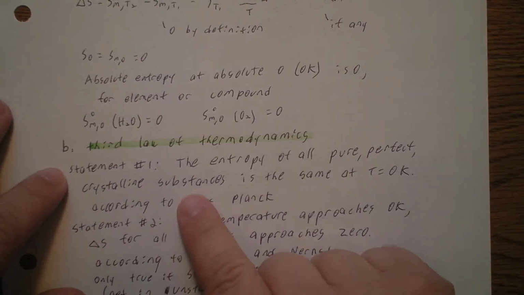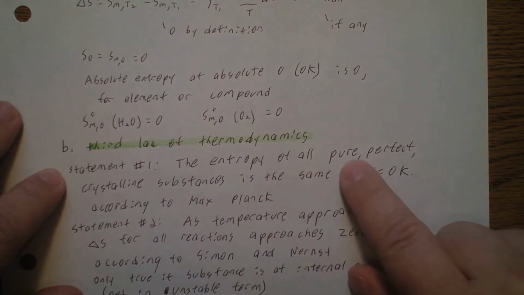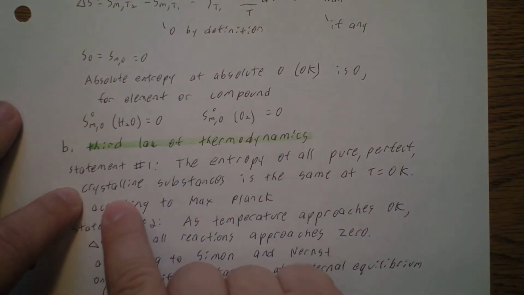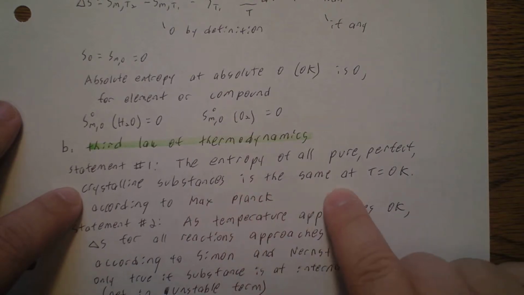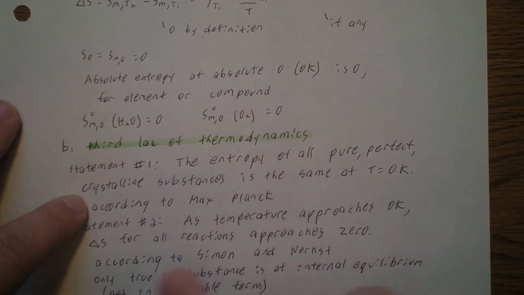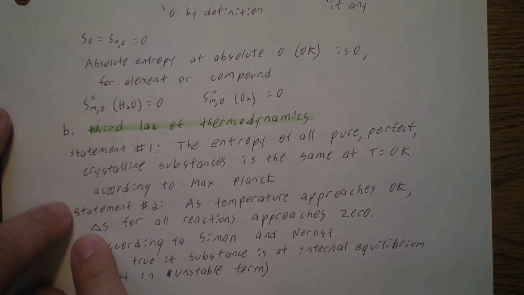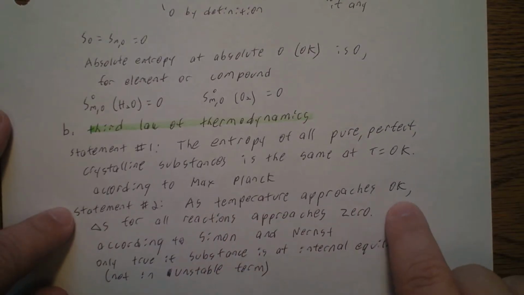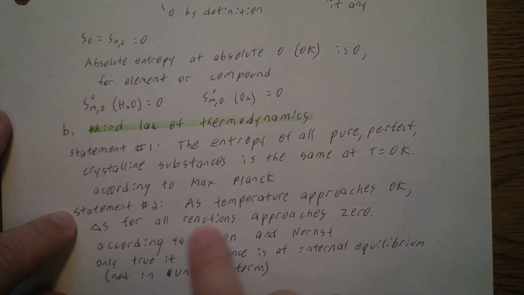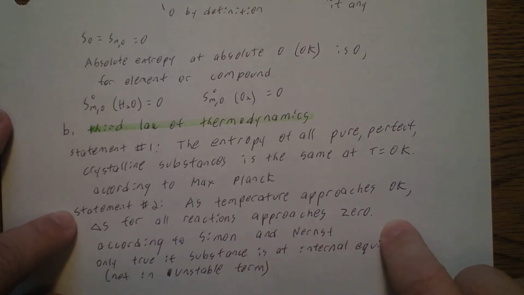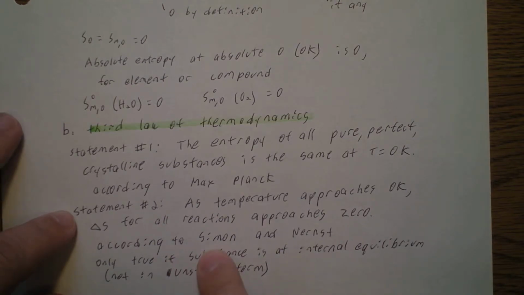The first statement of the third law of thermodynamics: the entropy of all pure, perfect, crystalline substances is the same at T equals 0 Kelvin. That's how Max Planck worded it. Now, the second statement of the third law of thermodynamics: as temperature approaches 0 Kelvin, the change in entropy for all reactions approaches 0. This is how it was stated by Simon and Nernst. Now, this is only true if the substance is at internal equilibrium, in other words, not some weird unstable form.